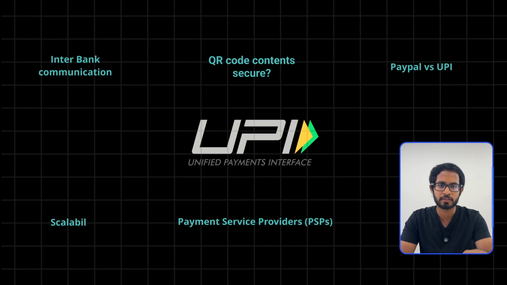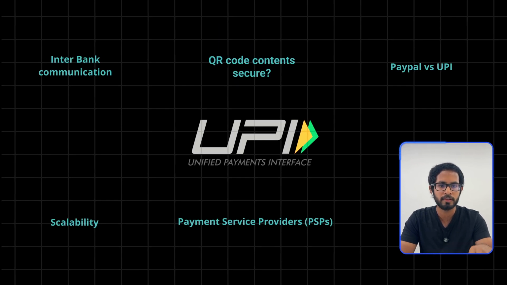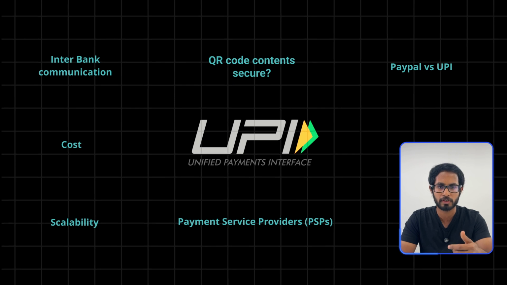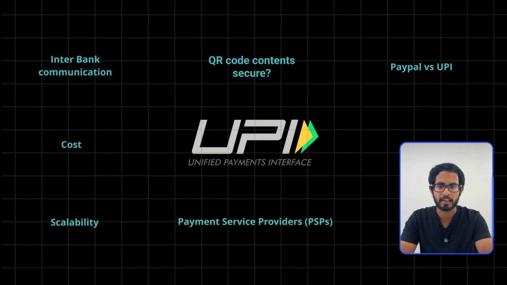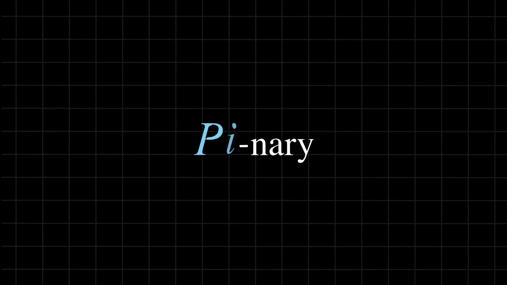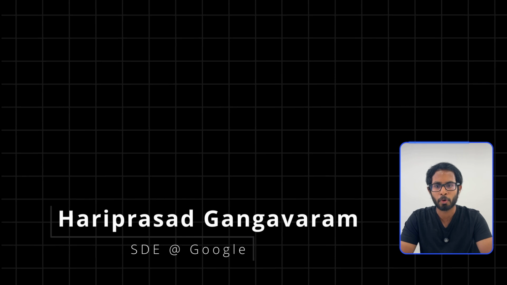How does UPI infrastructure handle this volume? Since UPI is free for users, who covers these infrastructure costs? Let's discuss some of these aspects. Let's start with QR codes.